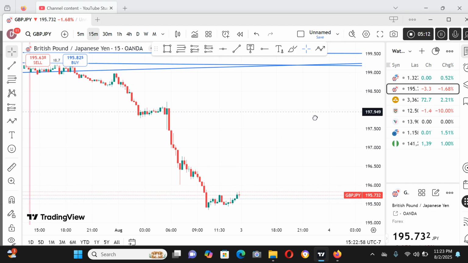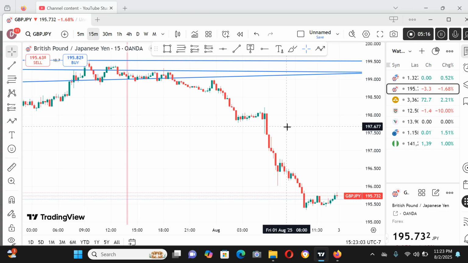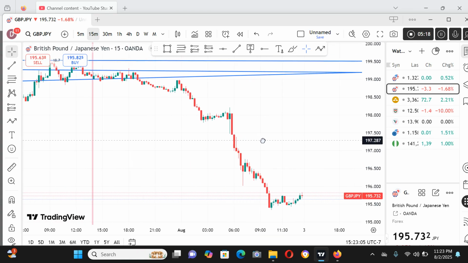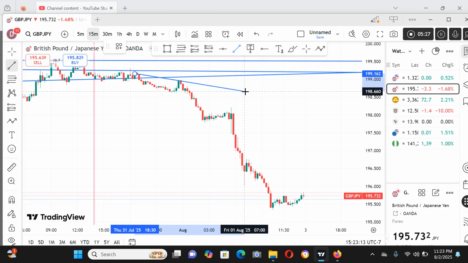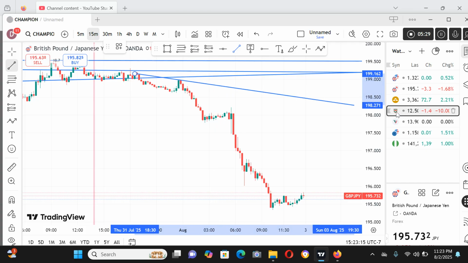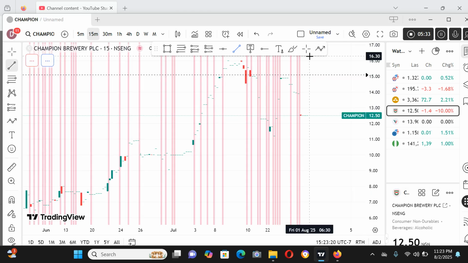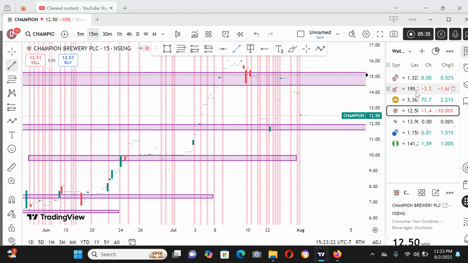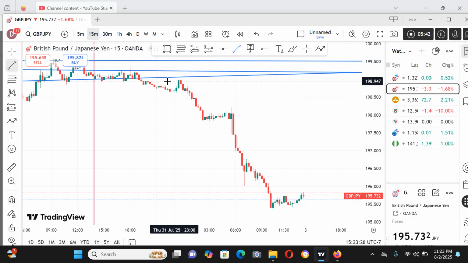Now the ACC is all about the aggressive move, correctional move, and continuation move. Now let's see whether we can draw a trend line on the 15 minutes time frame here.